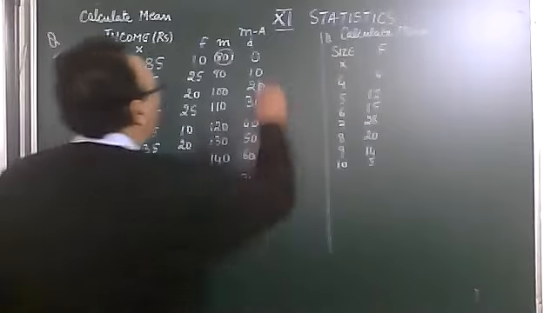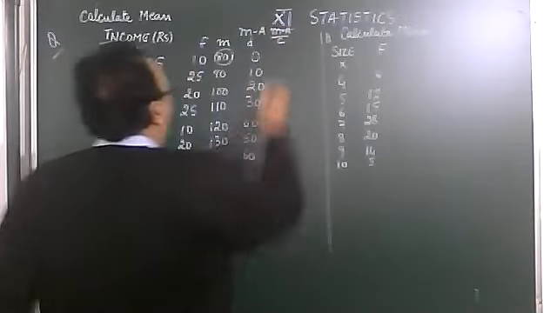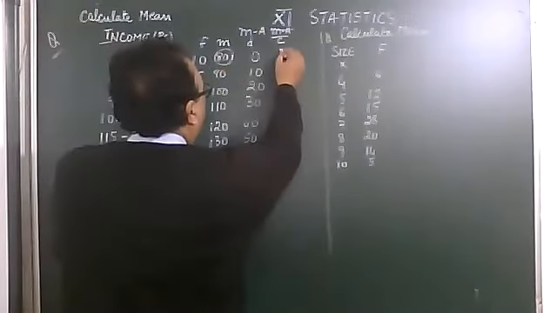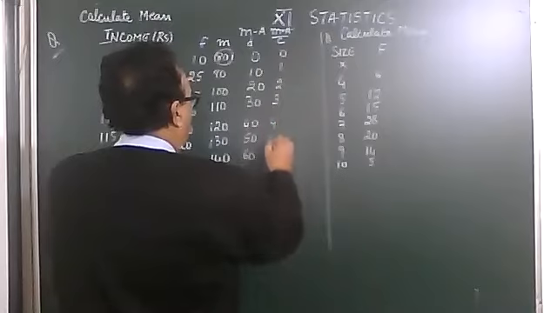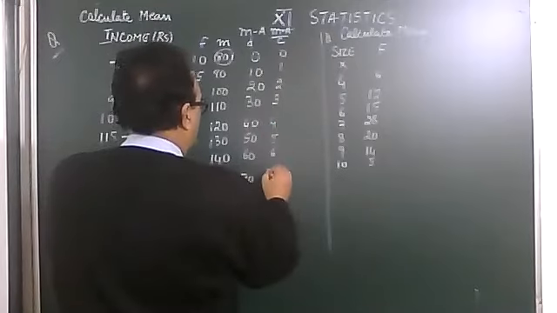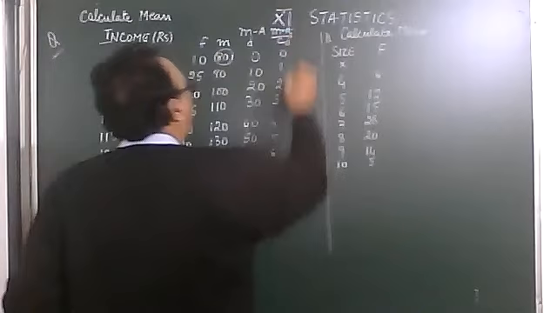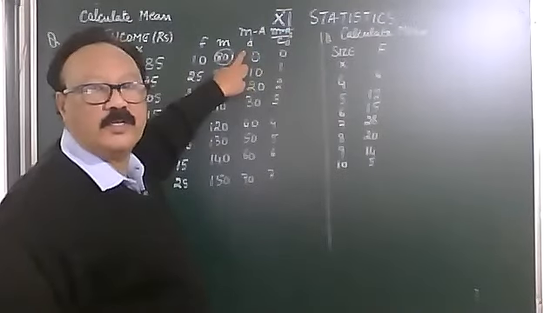So what is the formula? m minus a upon common factor. What is the common factor over here? 10. So we will divide it by 10. 10 ones are 10, 10 twos are 20, 10 threes are 30, 10 fours are 40, 10 fives are 50, 10 sixes are 60, 10 sevens are 70. And what do we call this? We call this d dash, something different from the deviations.